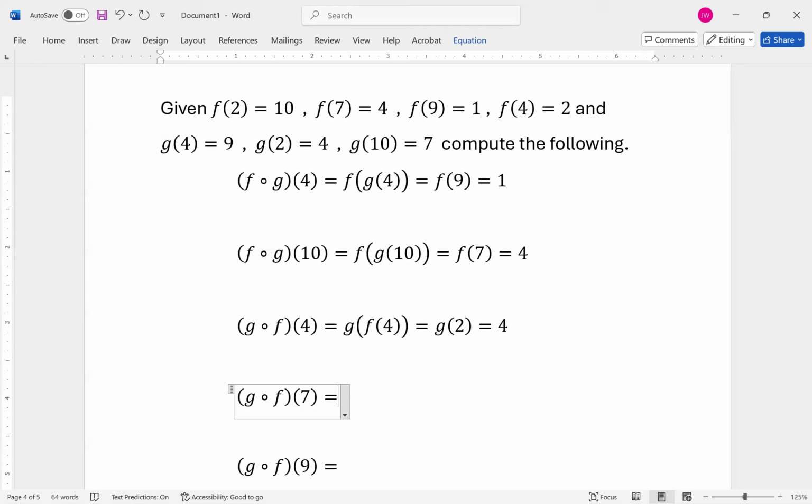Let's do g of f of 7. We ask, where does f of 7 get sent to? f of 7 gets sent to the number 4. Therefore, we're going to calculate g of 4. And g of 4 is equal to 9. So g of f of 7 is equal to 9.